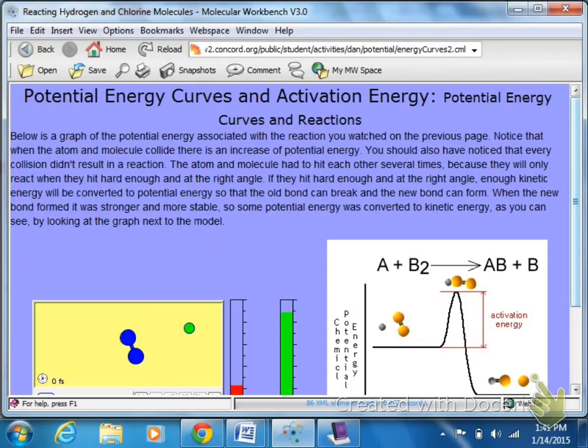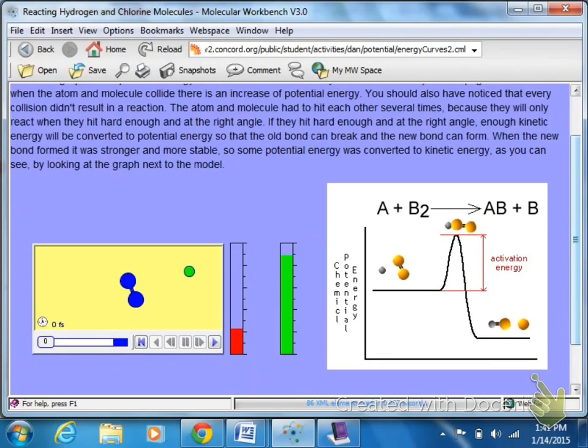Here's our potential energy diagram of the reaction. We've got two reactants, similar to what we had. If you notice, the activation energy is pretty high, but we need to get it up to that point so that we can get it taken care of. This is kinetic energy, and this is potential energy. The green one's potential energy, the red one's kinetic energy. Watch when they hit.